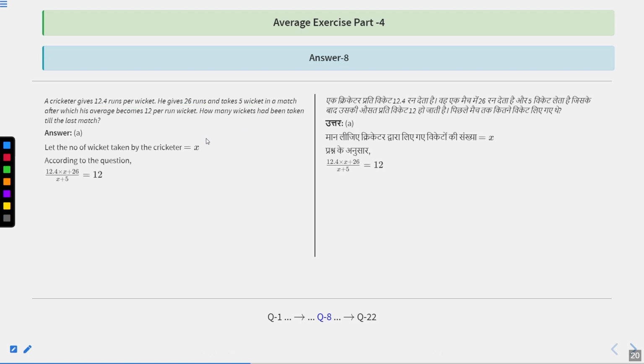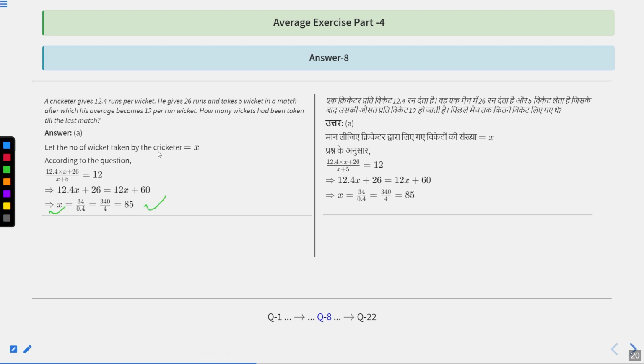Next, when we make the equation, it will become 12.4 multiplied by X, plus in the last match he gives 26 runs, divided by the total number of wickets, which is X plus 5. So the average becomes 12 runs per wicket. When we calculate it, we get the value of X, which is 85. So he takes 85 wickets in total. Next one.